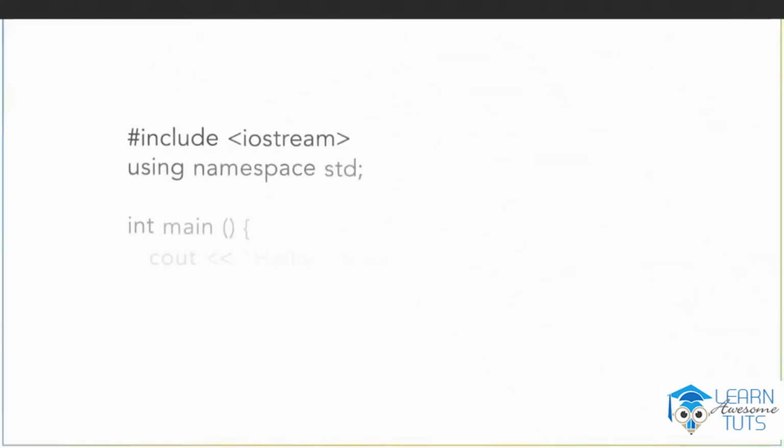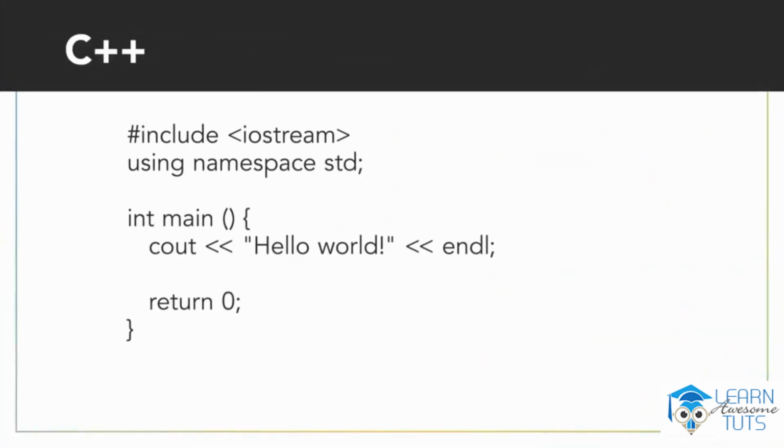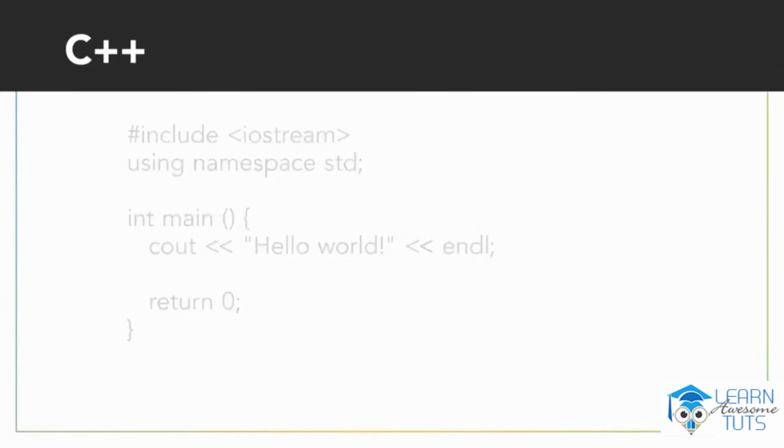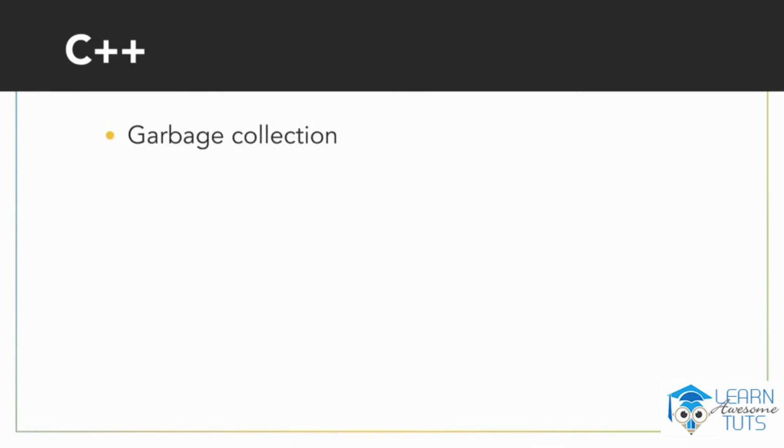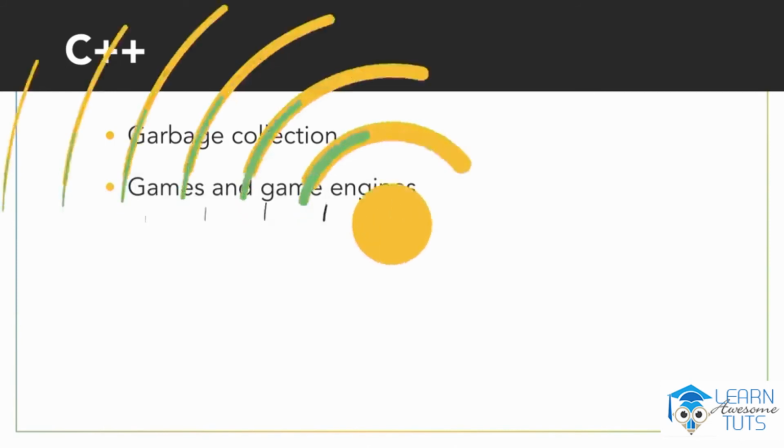Now let's take a look at one more language, C++. C++, as the name hints at, is also a C-based language. It's easier to learn and work with than C because it has something called garbage collection. Garbage collection cleans up unused variables for us so that we don't have to worry about handling it ourselves. C++ is used for games and game engines.